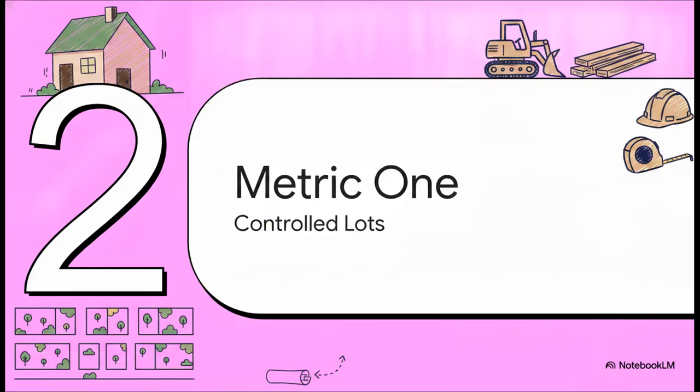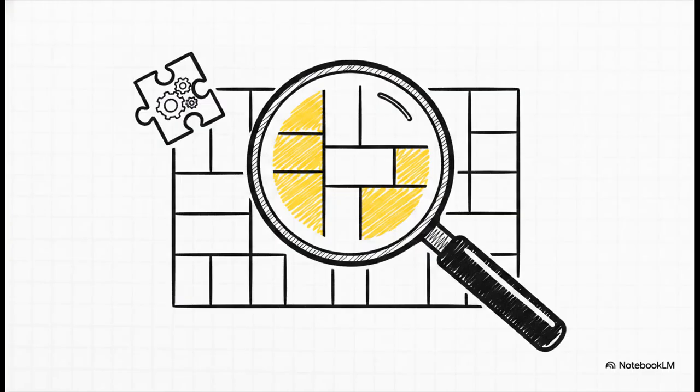Moving on to Section 2, Metric 1, controlled lots, setting the foundation. Okay, so this first metric is officially designated with the SASB code IFHB000A. It requires a quantitative count of your controlled lots. Now, I know it sounds simple enough, but tracking this is actually incredibly complex, mostly because a builder's relationship with land just isn't always straightforward. It's the starting line of the entire development lifecycle.